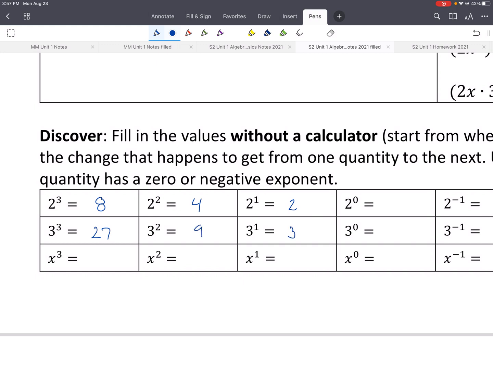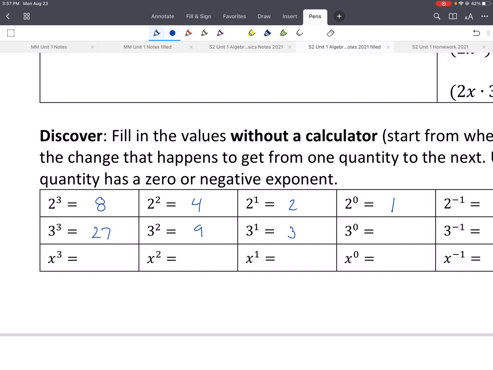Okay, so let's look at the first row. What is the pattern? What's going on every time? We had 8, and then 4, and then 2. So it looks like every time it's getting halved. So if that's the case, then what would be our next spot here? Half of 2 would be 1.